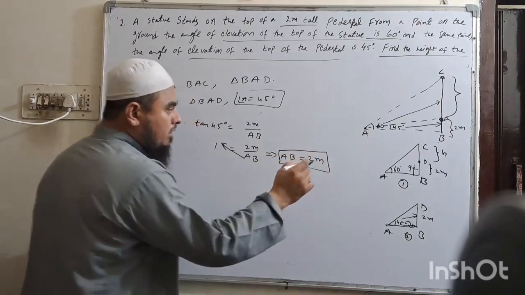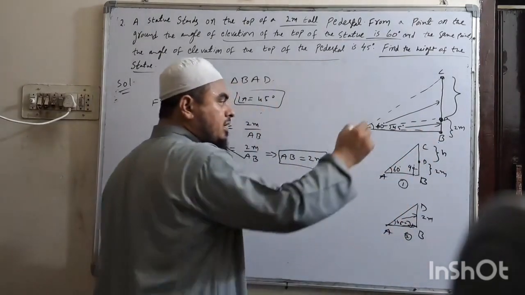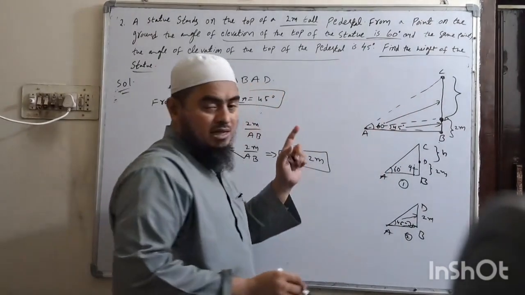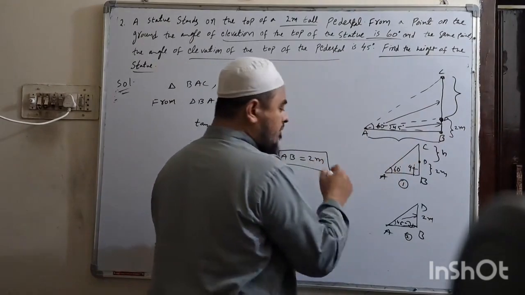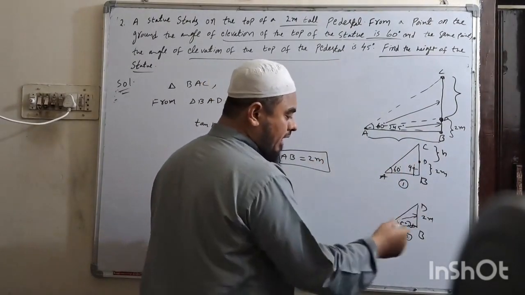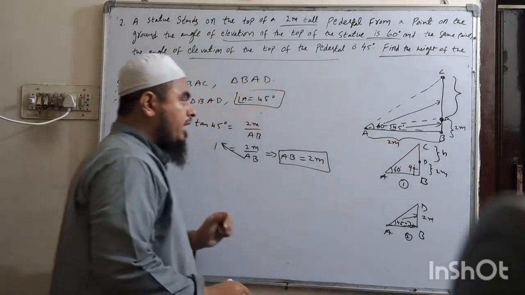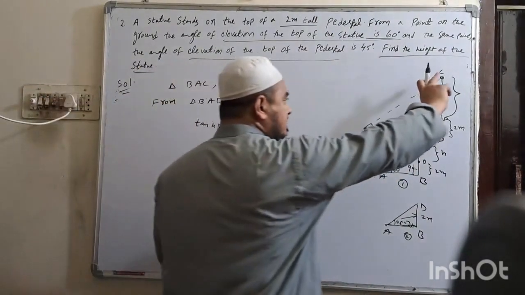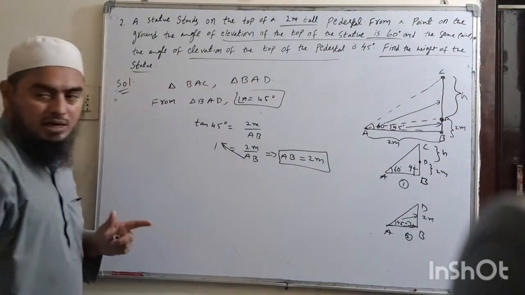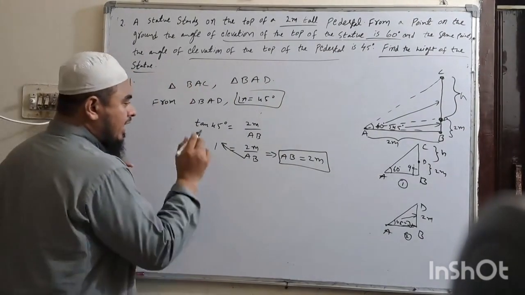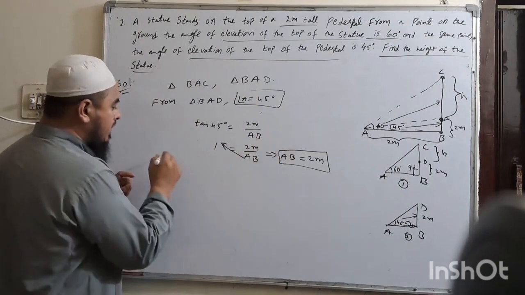So we got the complete AB, that is the distance between the foot of the pedestal, which is the same as the foot of the statue also. The distance between A and B we got from triangle BAD, it is equal to 2 meters. What they are asking is the height of the statue, which we have to calculate as DC. So for calculating the height of the statue, we take the other triangle, that is BAC.